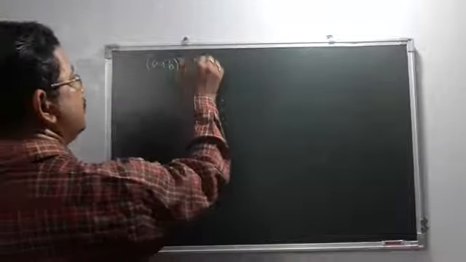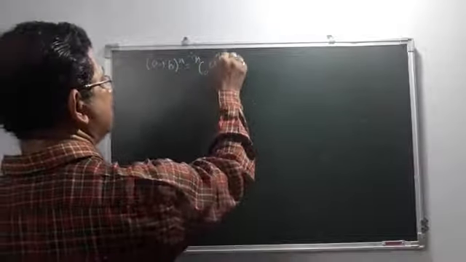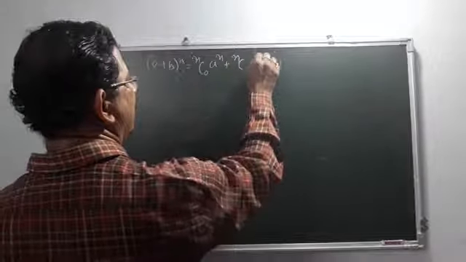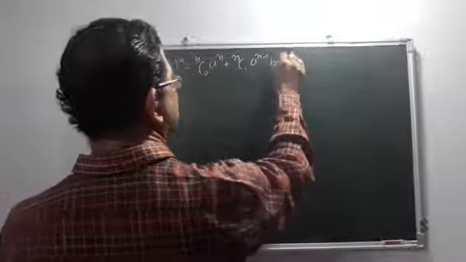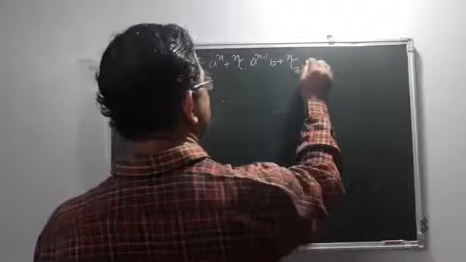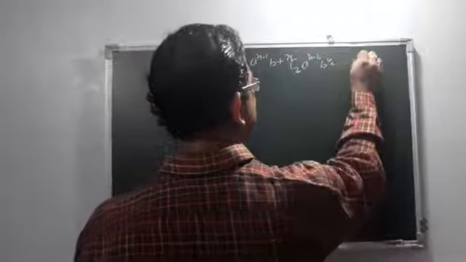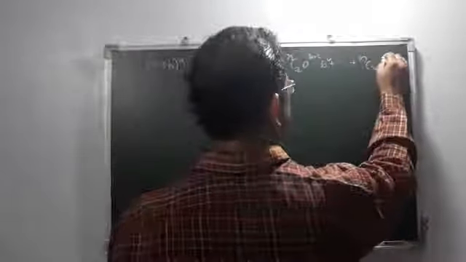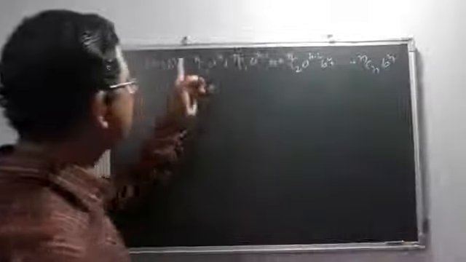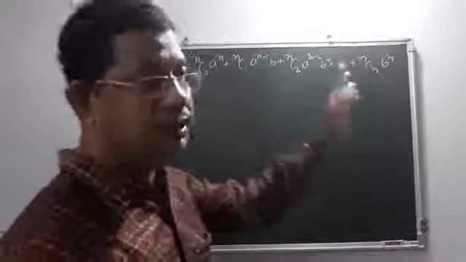Binomial theorem, binomial expansion we are continuing, and the formula we are following is (a plus b) to the power n. It is nC0 a to the power n, nC1 a to the power n minus 1 b, nC2 a to the power n minus 2 into b square. In this way, the last term is nCn b to the power n.